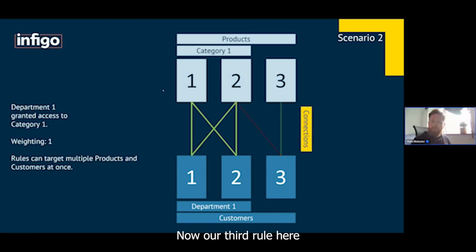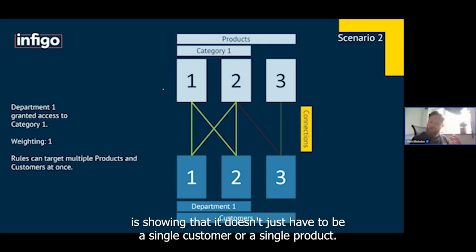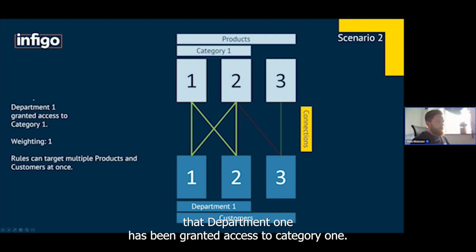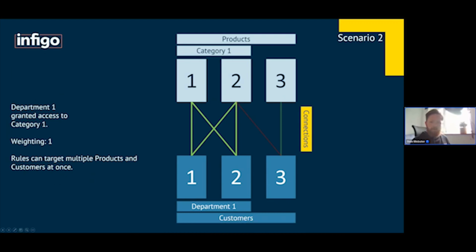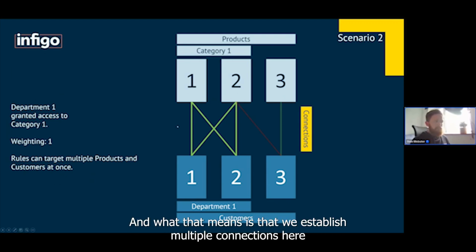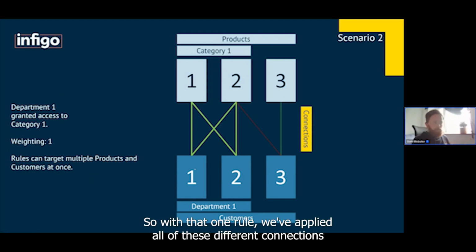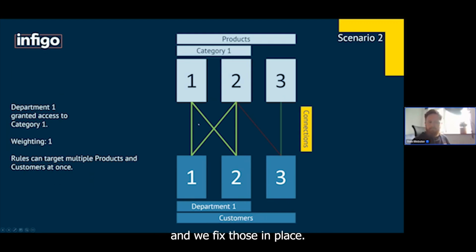Now, our third rule here is showing that it doesn't just have to be a single customer or a single product. So our third rule is saying that Department 1 has been granted access to Category 1. And what that means is that we establish multiple connections here between multiple products and multiple customers. So with that one rule, we've applied all of these different connections and we fix those in place.